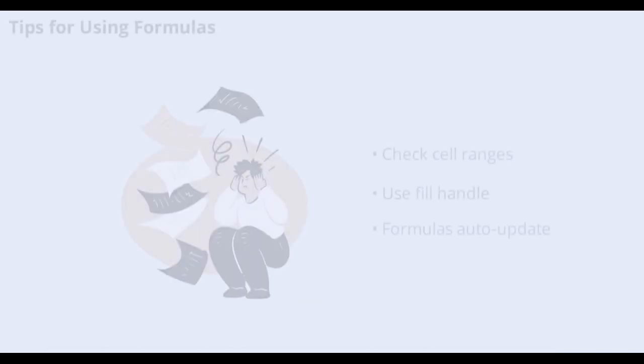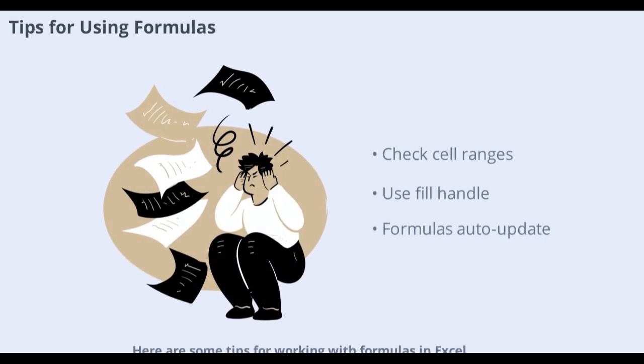Here are some tips for working with formulas in Excel. Always double-check your cell ranges to avoid errors. Use the fill handle to copy formulas across rows or columns. If your data changes, Excel will automatically update the results. You can also combine formulas for more advanced analysis. Practicing these tips will help you work more efficiently.